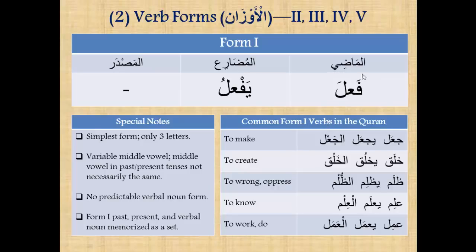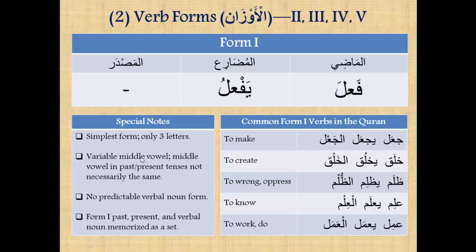Form 1 in the Madi can be fa'ala or fa'ila or fa'ula. In the Mudari', yaf'alu, yaf'ilu, or yaf'ulu. So form 1 is the simplest form. It only consists of 3 letters. Those are the 3 radicals, the 3 root letters of the word. The middle vowel is variable.